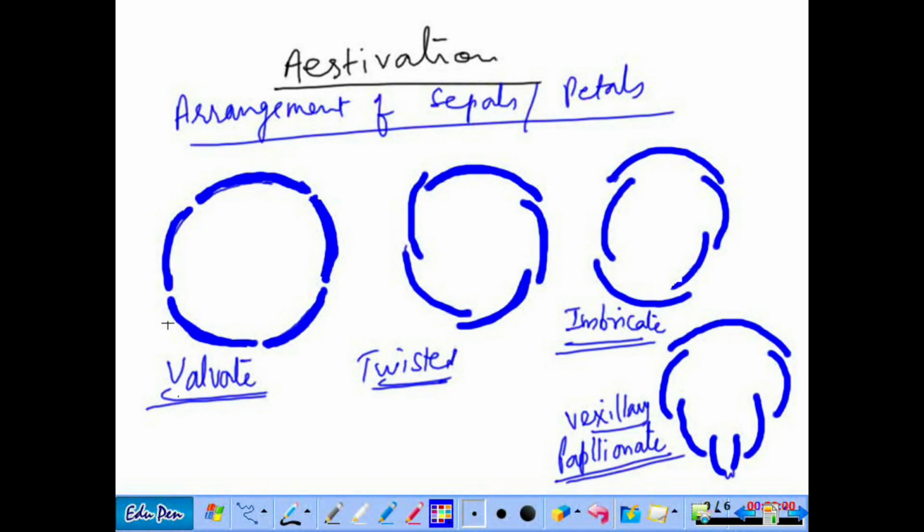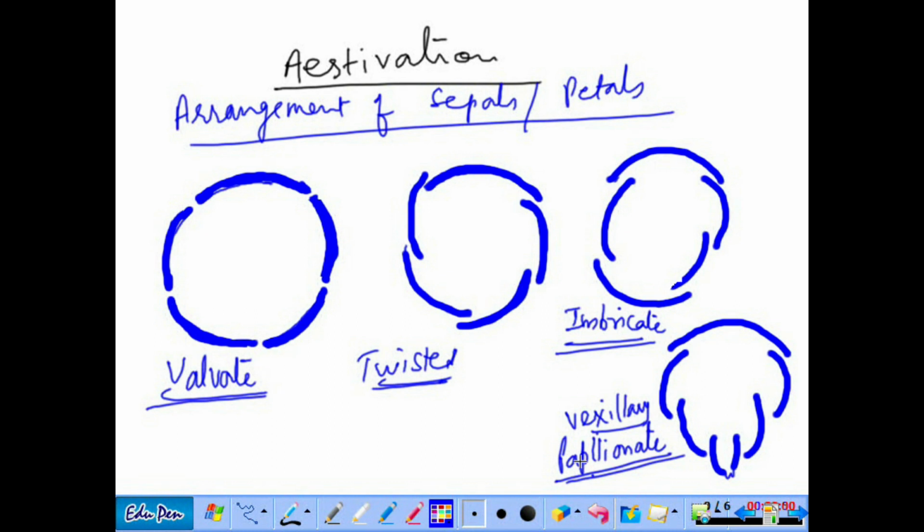One is the valvate, when they are touching each other without any overlap. Second, they are overlapping in a particular fashion. Third, they are not overlapping in a particular fashion. They are irregular in overlapping. Here they are not irregular, they are regular. Here one is overlapping two, they are further overlapping two. This type of arrangement is known as vexillary or papilionate.